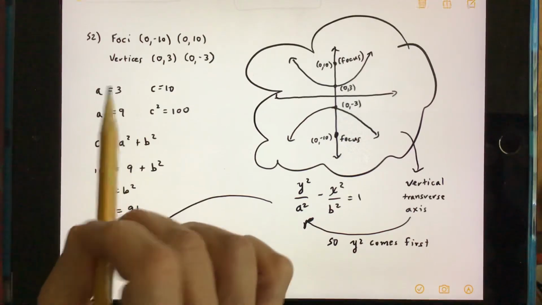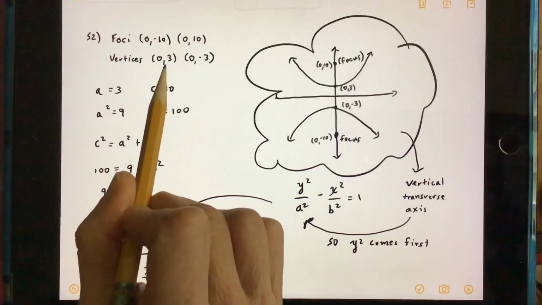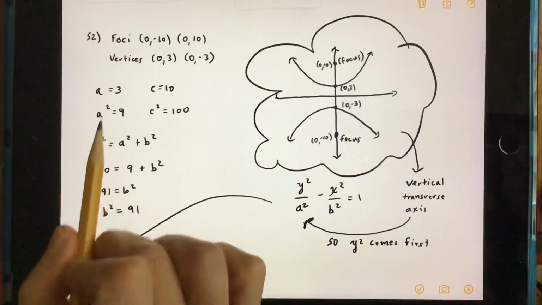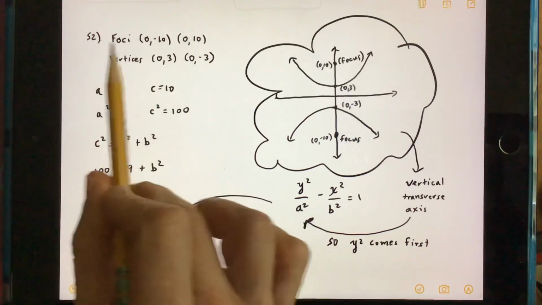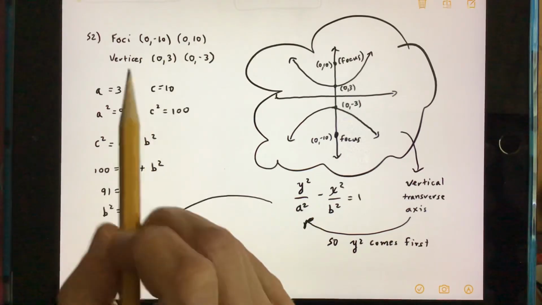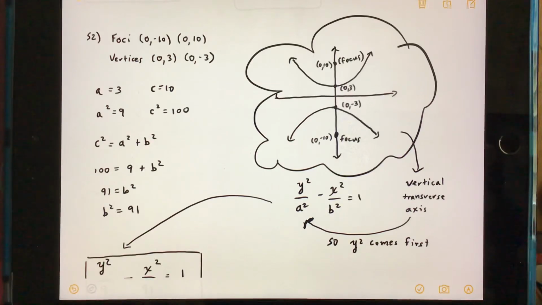All right, so let's pull out what we need from this information. Our a is 3. That comes from our vertices. Here we see our non-zero number is 3, -3. So a is 3. Square that 3, and a squared is 9. And then the focus is given to us first, and that'll give us our c value. -10 and 10 are our non-zero numbers, so c is 10. And c squared then would be 100. 10 times 10 is 100.